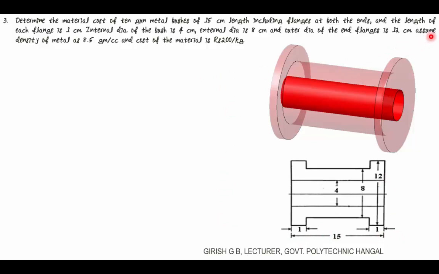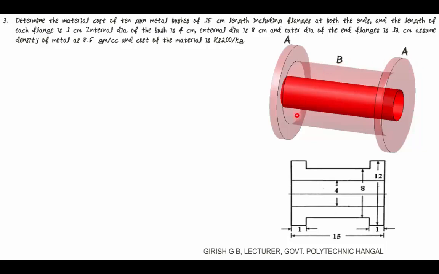They are told to assume the density of the metal as 8.5 gram per cc and the cost of the material is rupees 200 per kg. Let's split it up into three parts. The first part is the cylindrical flange, let's call it A. Both these flanges are identical, hence we will call this flange also A.